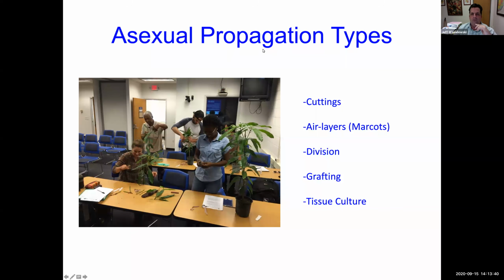Okay, so asexual propagation types. Oh no, that's how you break up. It is you, it's not me. Asexual propagation types. Cuttings, air layers, division, grafting, and tissue culture.